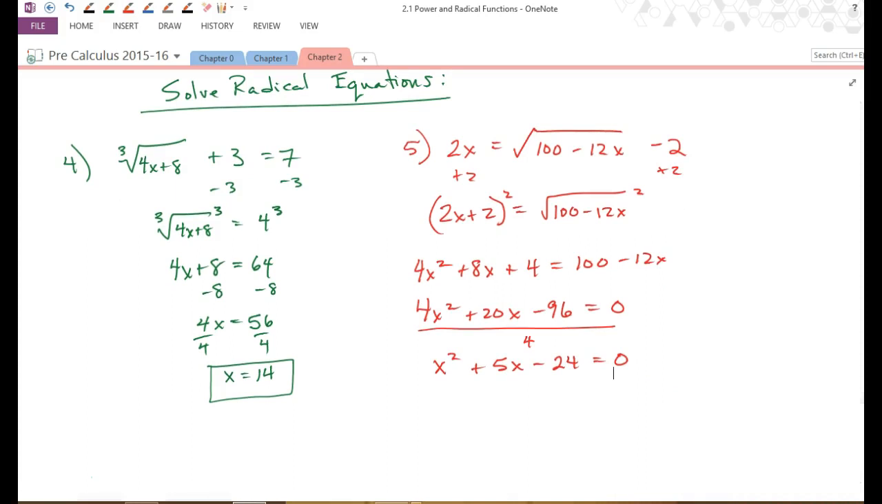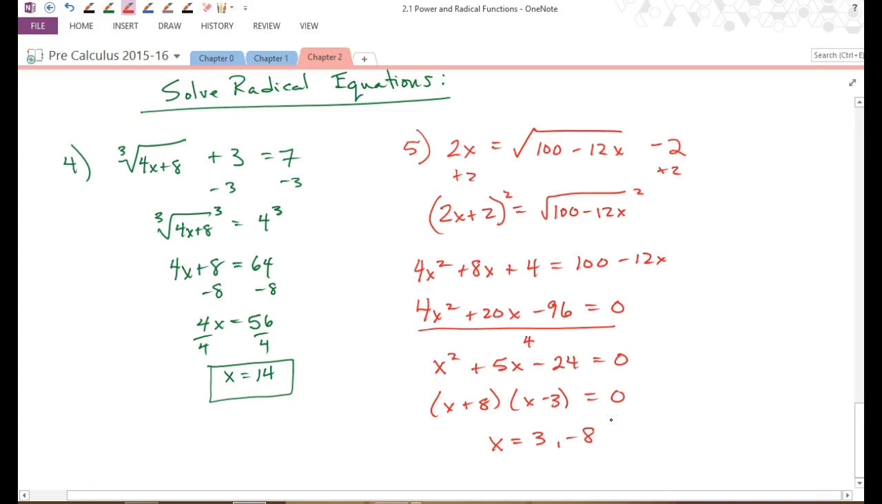Okay, now this is a little easier. I'm going to use the easy method. What two numbers multiply to negative 24 and add to positive 5? Positive 8, and negative 3. Okay, so what are the two solutions to this? 3 and negative 8.